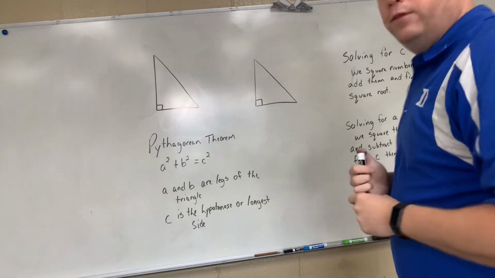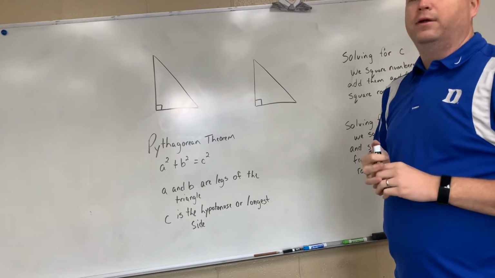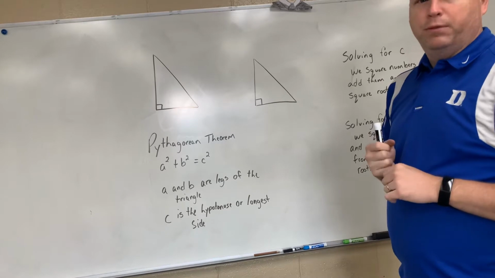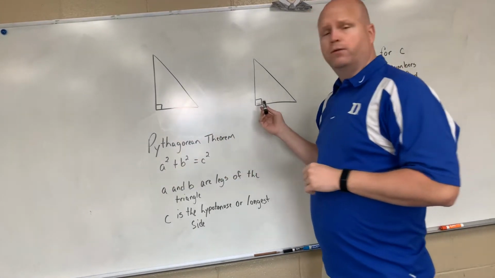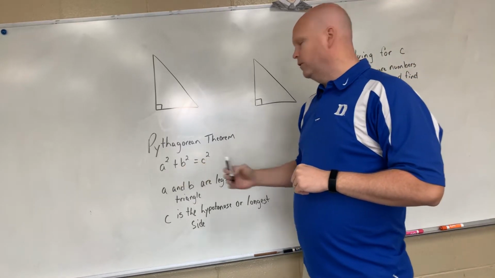All right, Pythagorean theorem. This is one of the things that you will use a lot in the next couple of years in math, especially when you get to geometry. But Pythagorean's theorem is the idea that in a right triangle, this only refers to right triangles, a squared plus b squared equals c squared.